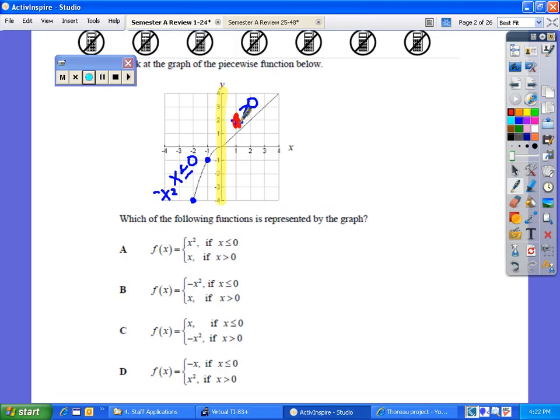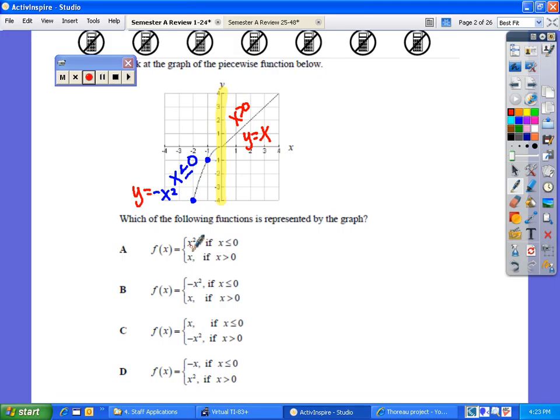All right, on this side, we're going up 1 over 1, up 1 over 1, up 1 over 1. That's just a plain old linear equation. So that means that this equation will just simply be x. So this is the equation of y equals x, and this is y equals negative x squared. So now we need to look at each of our choices to see.